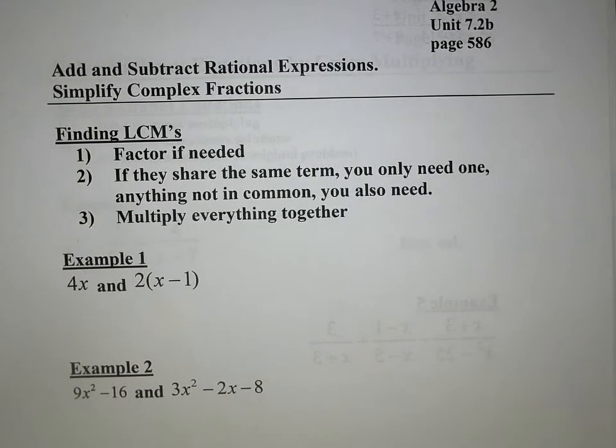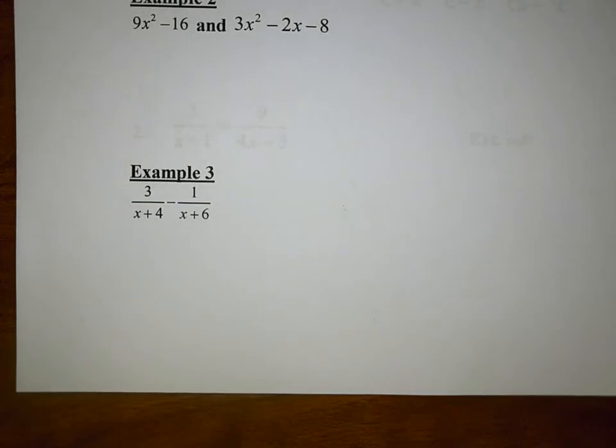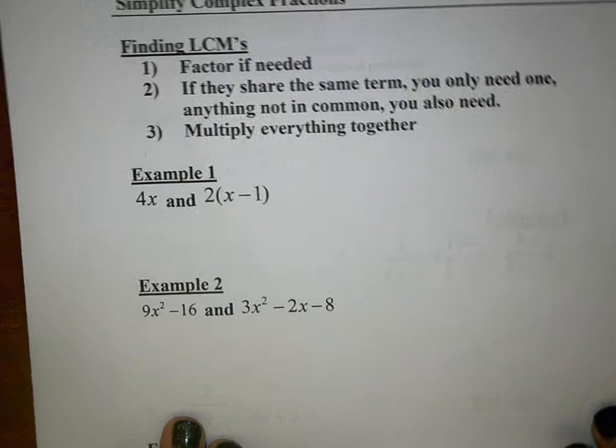Today we're talking about adding and subtracting rational expressions. We talked about simplifying complex fractions yesterday. What you need to realize today, if you look down at example 3, is there's no equal sign, so we can't get rid of our fractions. The only way to add fractions is that they need to have what? Same denominators. Okay.